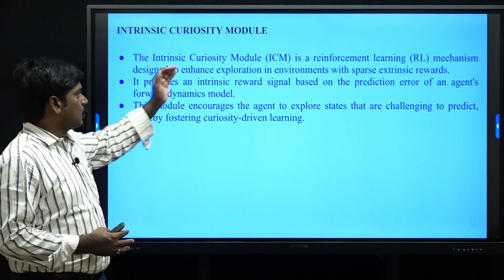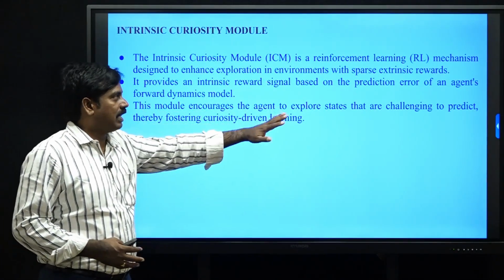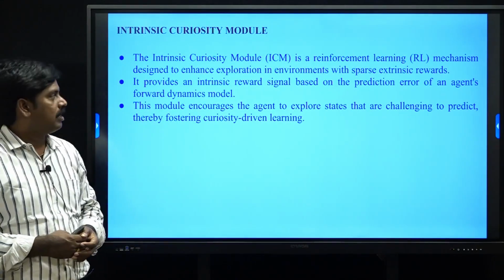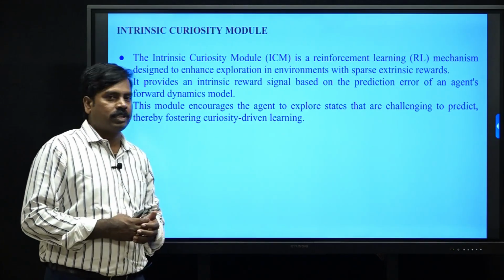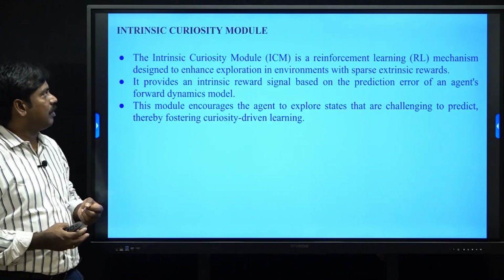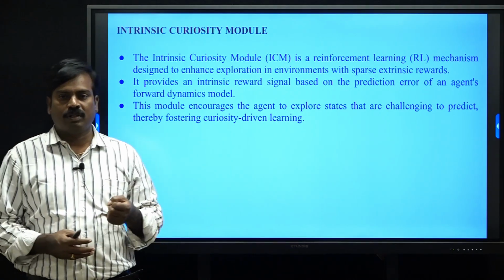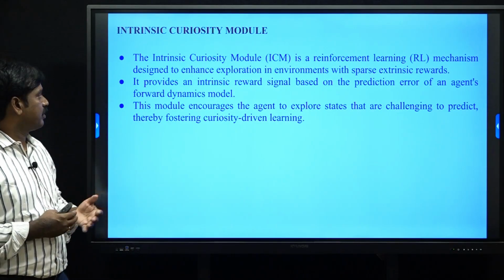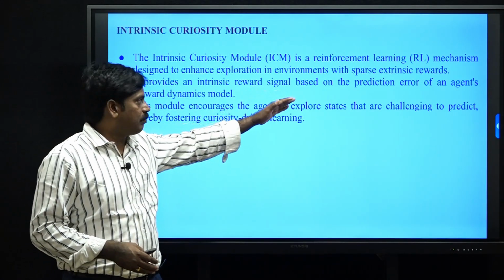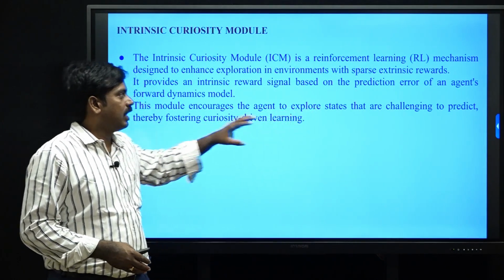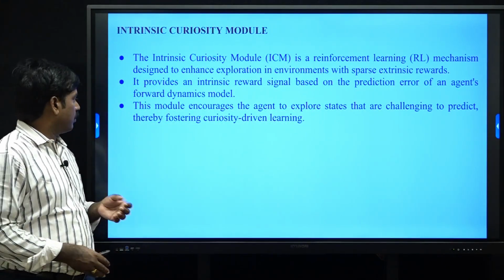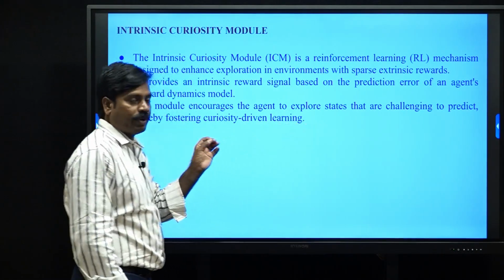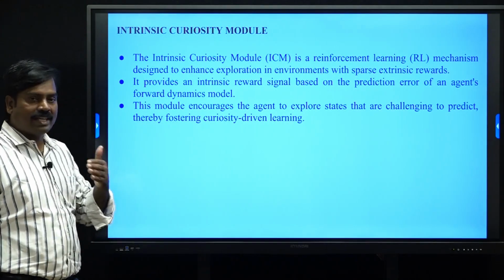So, the intrinsic curiosity module is a reinforcement learning mechanism designed to enhance exploration in environments with sparse extrinsic rewards. We apply the intrinsic curiosity module to solve infrequent-reward environment games. It provides an intrinsic reward signal based on the prediction error of the agent's forward dynamics model. This encourages the agent to explore the states that are challenging to predict, thereby fostering curiosity-driven learning.